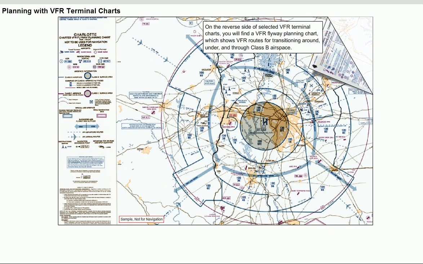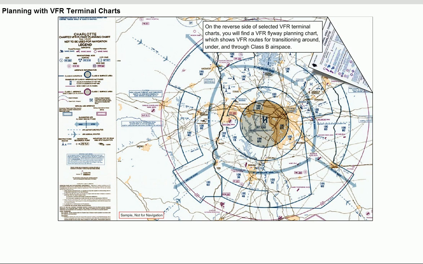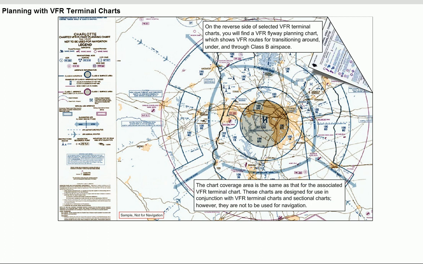On the reverse side of selected terminal charts, you'll find a VFR flyway planning chart, which shows VFR routes for transitioning around, under, and through Class B airspace. The chart coverage area is the same as that for the associated terminal chart. These charts are designed for use in conjunction with terminal charts and sectional charts. However, they are not to be used for navigation.